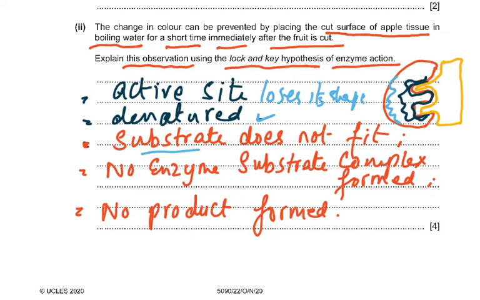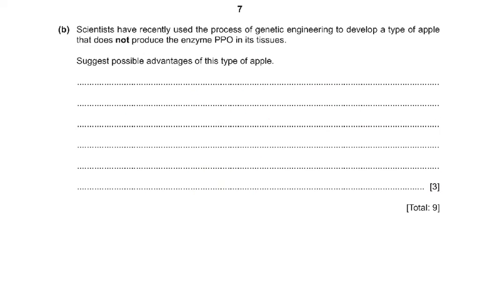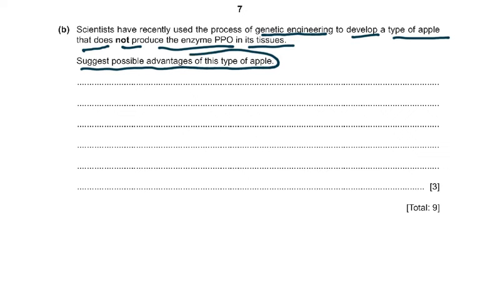What had you to give in as the answer? Now the part B of the question, which was for 3 marks, says scientists have recently used the process of genetic engineering to develop a type of apple that does not produce the enzyme PPO in its tissues. Suggest possible advantages of this type of apple.